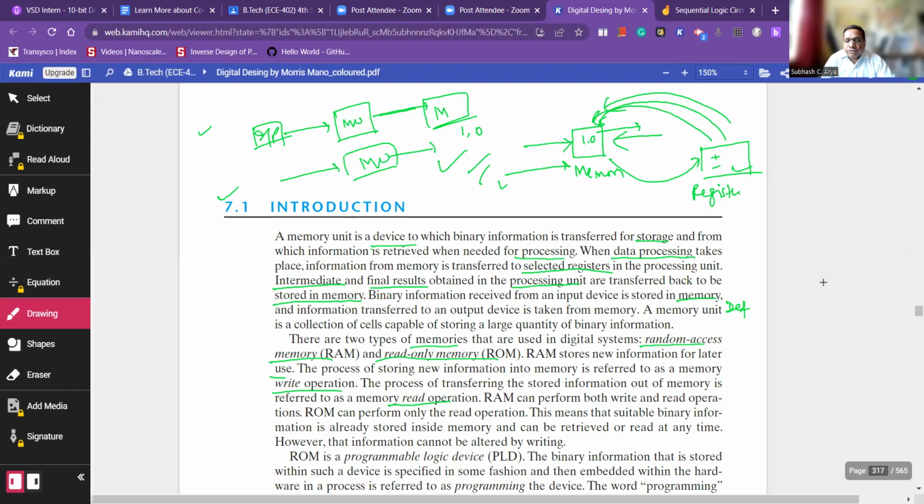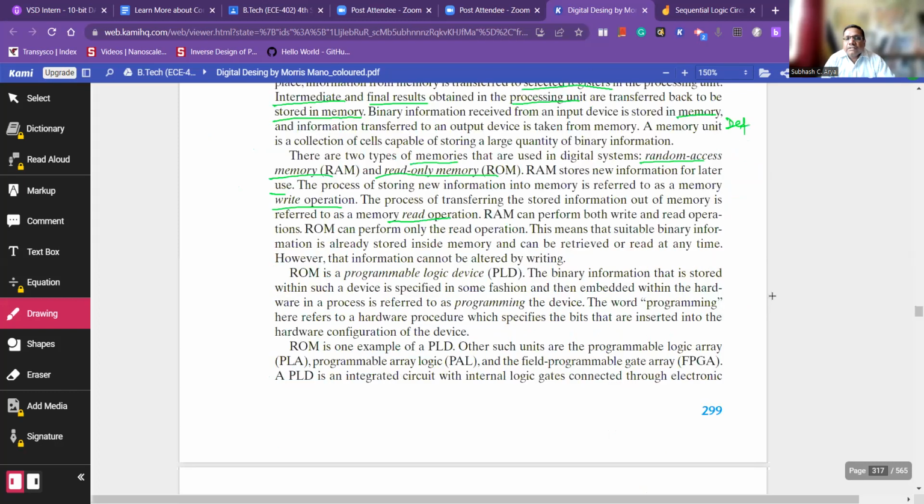So now we have two types of memory, as we just saw, RAM and ROM. In RAM, that is random access memory, you can do both operations, writing and reading. So writing is inside, and reading is outside. So read and write both operations you can do. ROM can perform only the read operation.